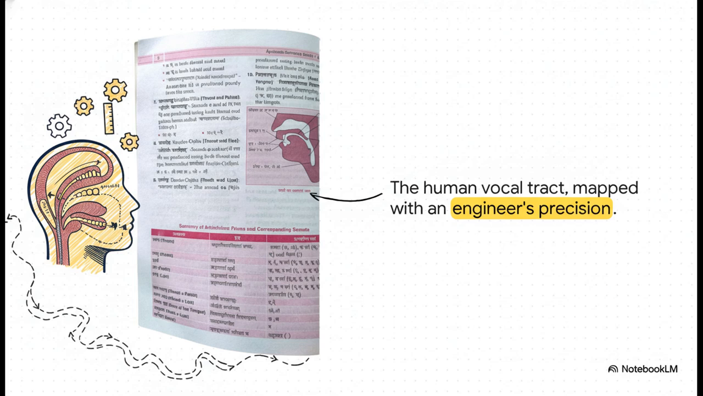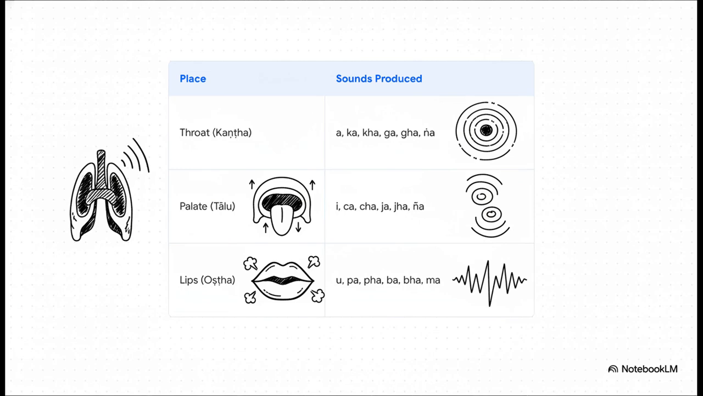And this right here, this is the map they were working with. It's amazing, really. The ancient grammarians had this unbelievable understanding of our vocal anatomy. They mapped out the entire vocal tract like engineers, pinpointing every single spot: the throat, the palate, the teeth, the lips, you name it. Okay, check this out. You can actually feel this for yourself right now.